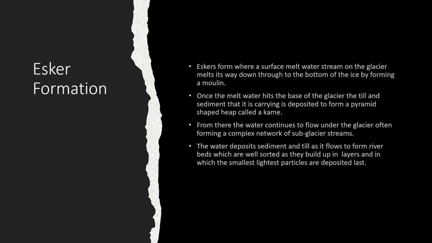All of that sediment and till underneath in these subglacial streams will then build up into riverbeds, and they build up in layers. The heaviest, largest particles are deposited first, and the smallest, lightest particles get deposited last because they can be transported the furthest. And when the glacier melts and retreats, a long meandering riverbed is revealed with well-sorted layers of deposition.